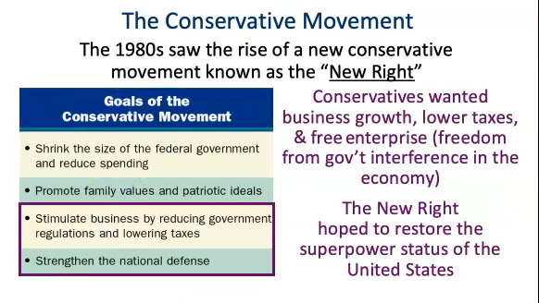Now, our third and fourth goal of the conservative movement is to stimulate business by reducing government regulations and lowering taxes, and strengthening national defense. Now, conservatives wanted business growth, lower taxes, and free enterprise. Essentially, that's the freedom from government interference in the economy. And the New Right is going to hope to restore the superpower status of the United States. Now, these conservative goals are still in many ways the goals that conservatives have to this day.